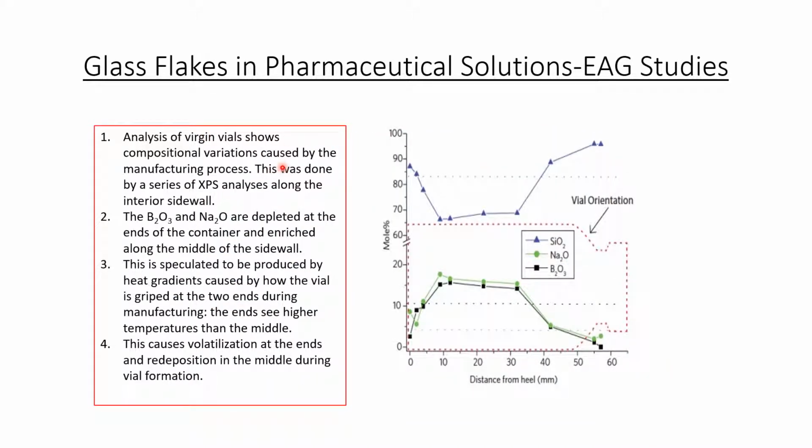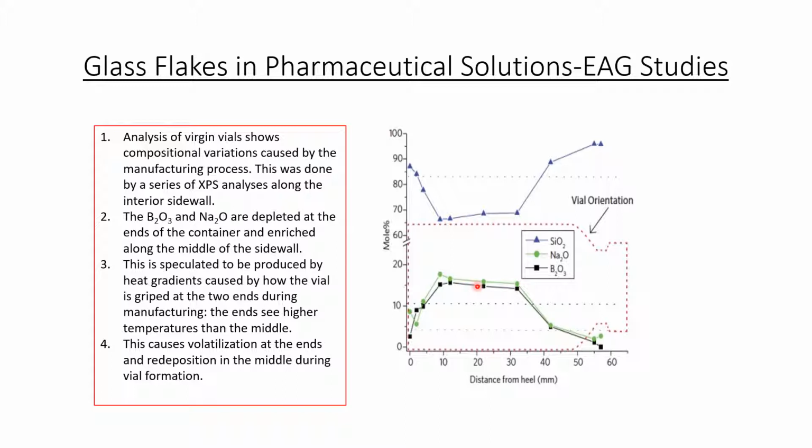EAG wanted to get a piece of the action for this problem, so we did our own series of studies. And the analysis of virgin vials shows the compositional variation caused by the manufacturing process. This was done by a series of XPS analyses along the interior sidewall. And you can see here the boron oxide and the sodium oxide are depleted at the ends of the container and then enriched along the middle of the sidewall.